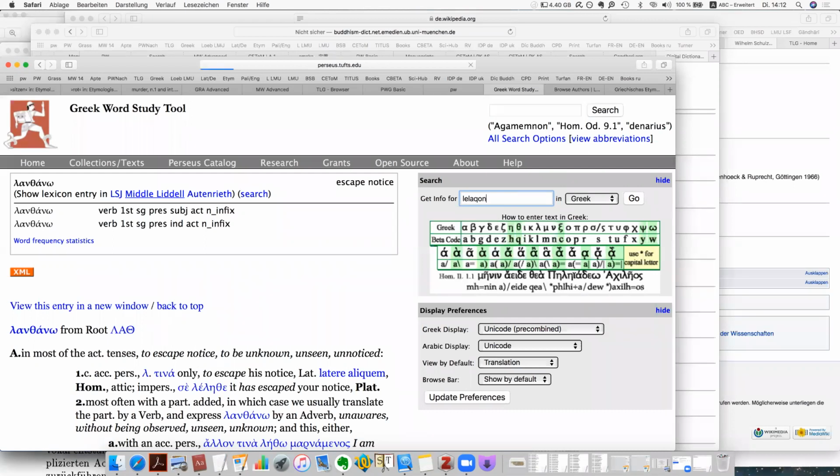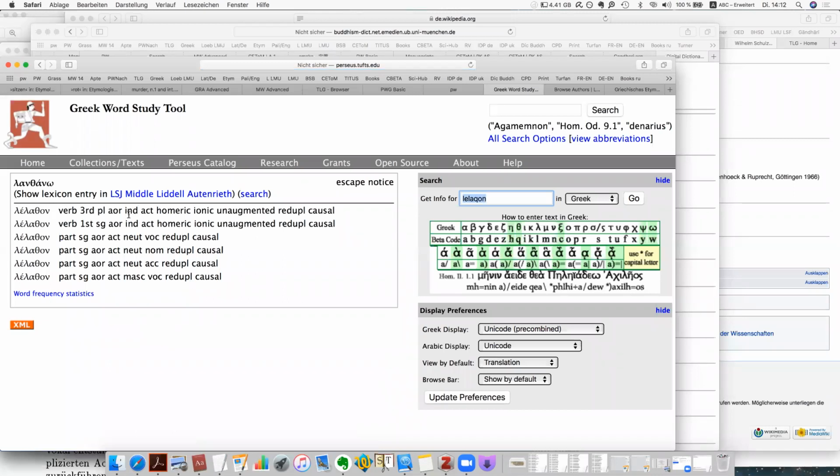Son. So Lelason, you check it. It's actually this one. Yeah, check this one. Lelason, it's reduplicated aorist, and it has the causative meaning.